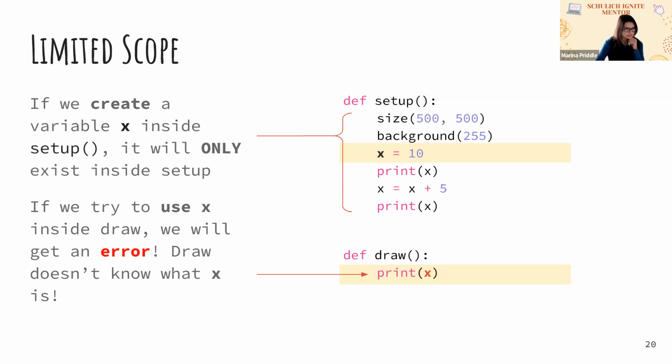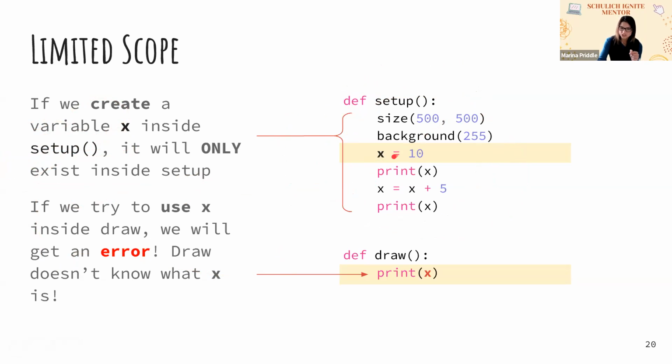Yes. So whatever you declare inside the setup function will not work in the draw function. In order for this to work, you will have to use a global variable. Now, this actually answers a question on this slide. If we create a variable X inside setup, it will only exist inside setup. So think of this as Alberta, okay?